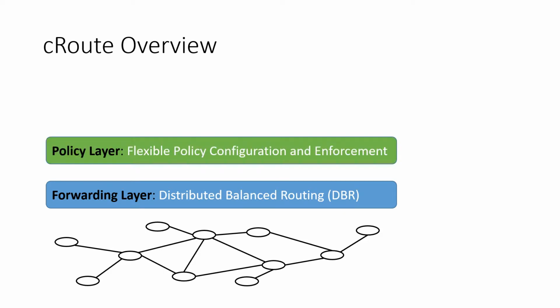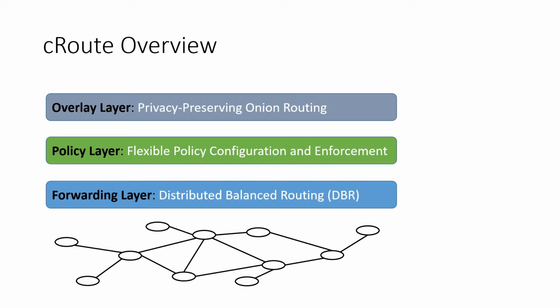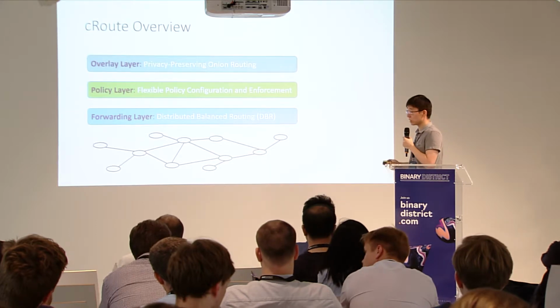And on top of that, we have the policy layer. It enables flexible policy configuration and enforcement, something similar to BGP. You can flexibly enforce high-level routing policy. And then on top of that, we have an optional overlay layer that uses onion routing to enable privacy-preserving properties. In this talk, I'll mainly focus on the forwarding layer, the distributed balanced routing.